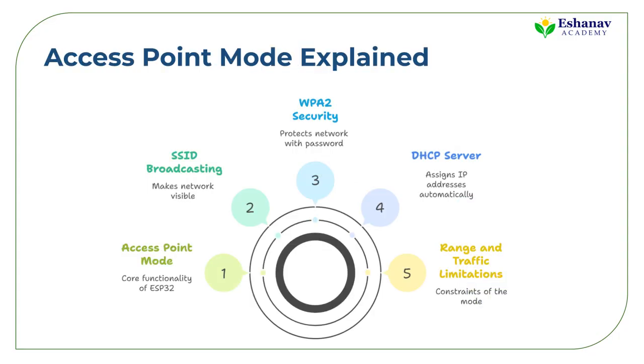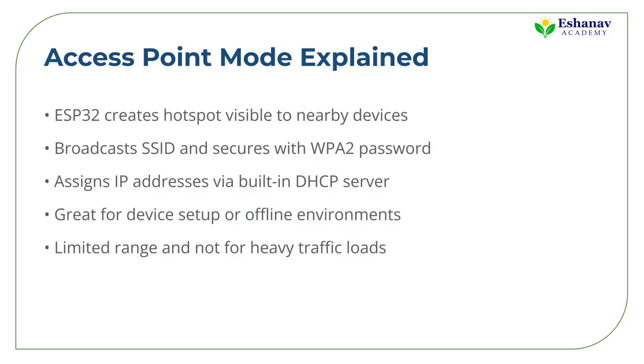Here, the ESP32 is the router. It broadcasts its own SSID, manages IP addresses for connected devices, and becomes the local hub. I use this mode often during setup phases, when the end user first installs a device and needs to provide Wi-Fi credentials. It's also useful in places without internet, like farms or warehouses, where local control is enough.